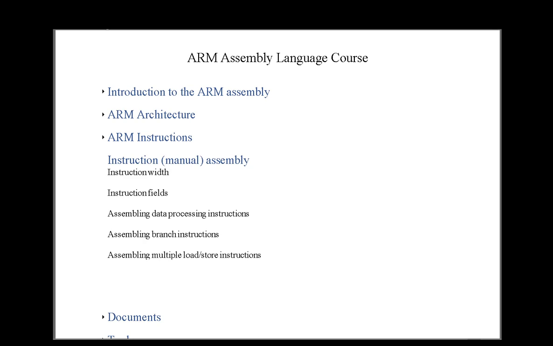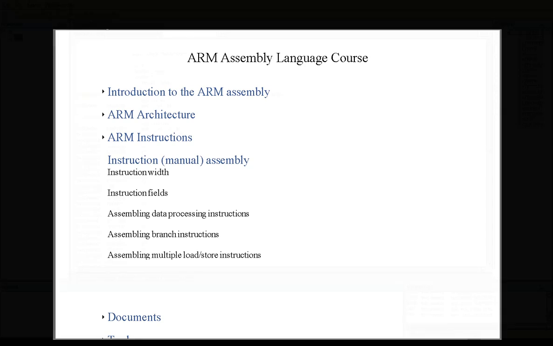I will go over manual assembly, which is translating the assembly code into machine code. I'm going to go over the instruction widths, the instruction fields, and then I'll do a few examples, one from the data processing, the branch, and multiple load store instructions. In essence, what I would like to show you is, let me pull that up.